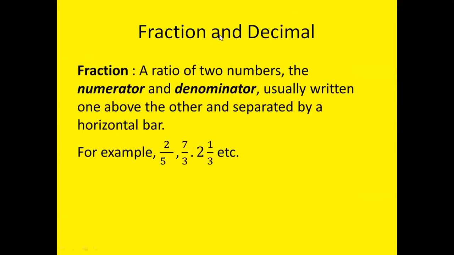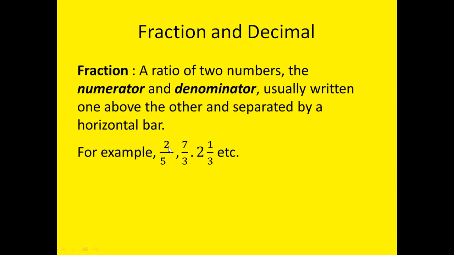Is a fraction and decimal topic. A fraction is a ratio of two numbers, the numerator and the denominator, usually written one above the other and separated by a horizontal bar. Okay, this line. This is the fraction. For example, 2 by 5, 7 by 3, 2 whole number 1 by 3.